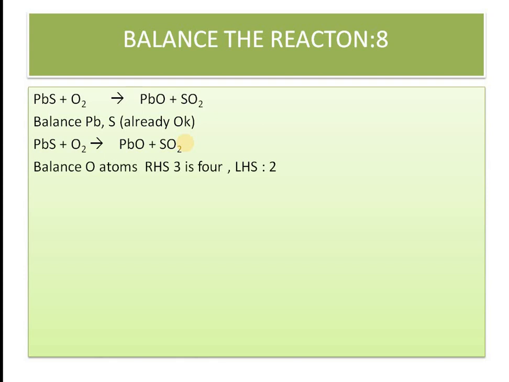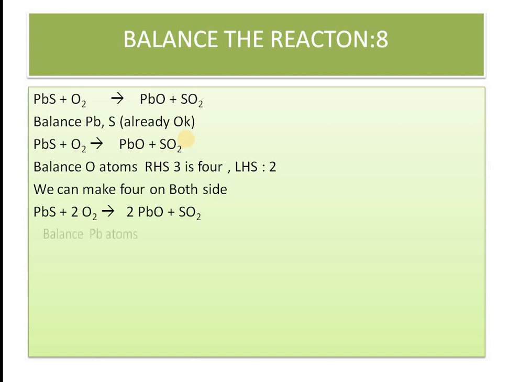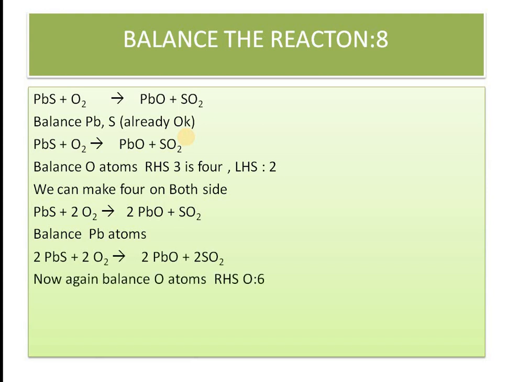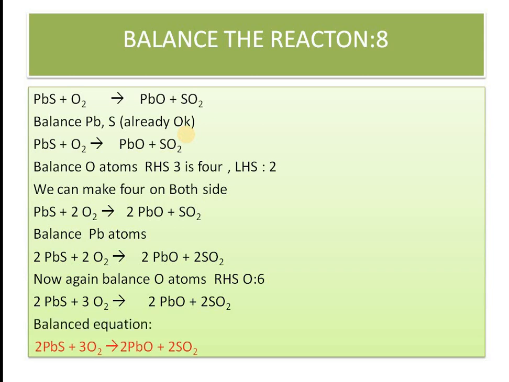On the right hand side there are 2 and 3, and there 2 is there. So we need to balance. We can multiply by 2 and try to balance. Then Pb changes again, and then sulfur we set, and ultimately we get the correct balanced chemical equation as 2 PbS plus 3 O2 gives 2 PbO plus 2 SO2. So this is the balanced chemical equation. This is also a roasting type of reaction.